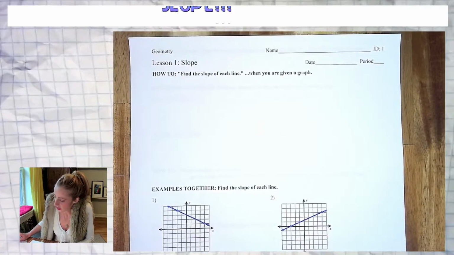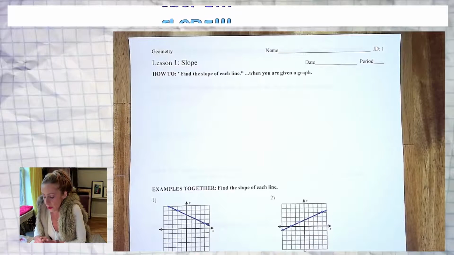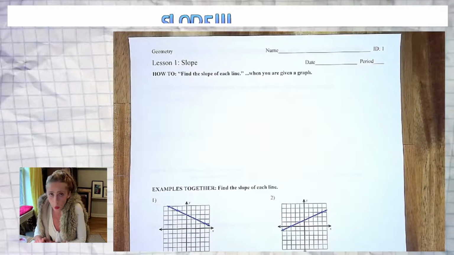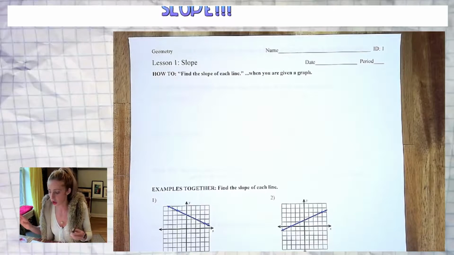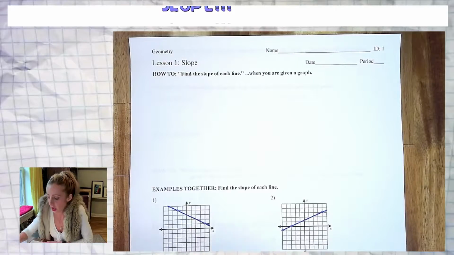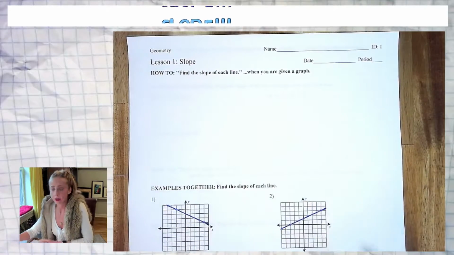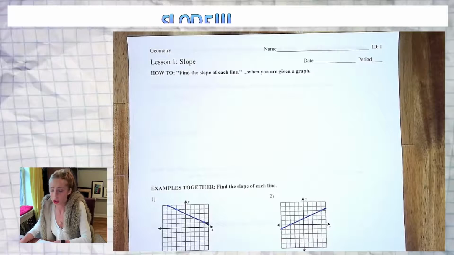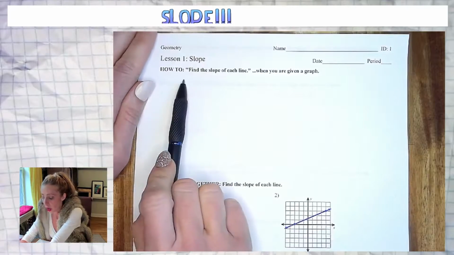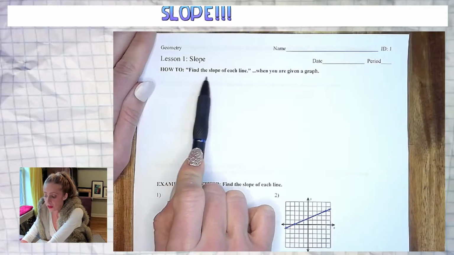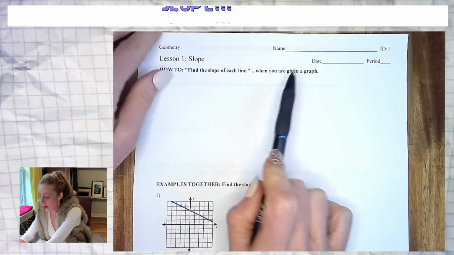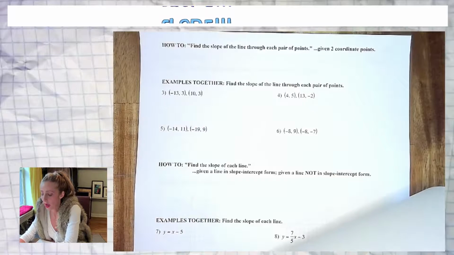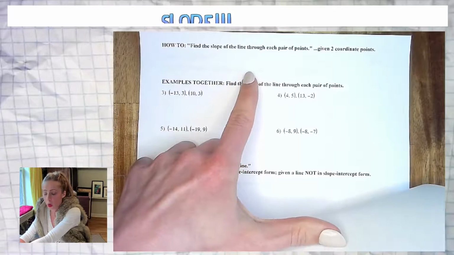All right, so first thing we're going to do, we have lesson 1, geometry. We are reviewing some algebra 1 material, which is very, very important and relevant in the course of geometry. So today's main area of focus is slope, and we have a couple things that we need to know how to do. First thing that we're going to figure out how to do is how to find the slope of a line. And this is when you are given a graph. Then we're going to go over how to find the slope of a line through a pair of points.